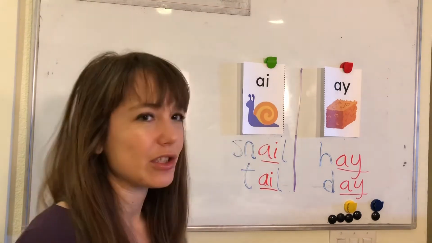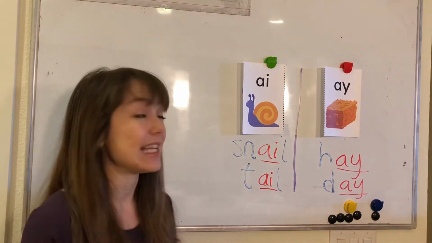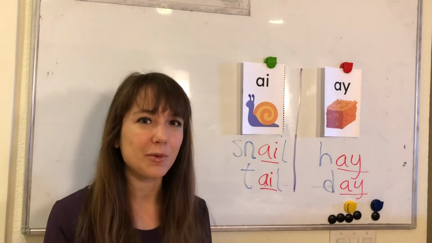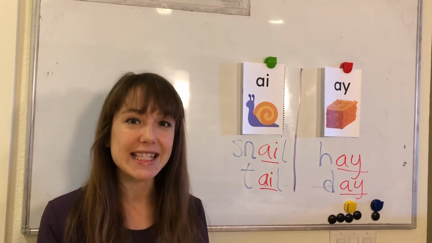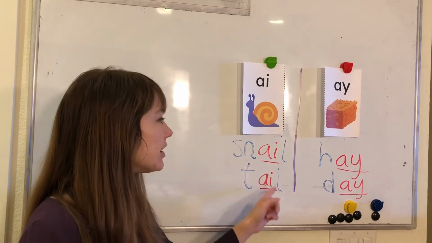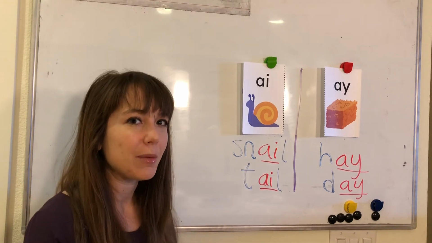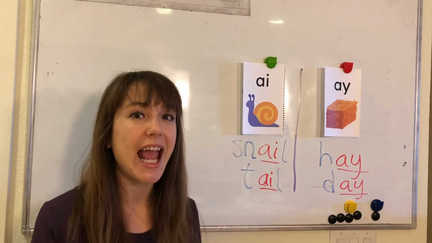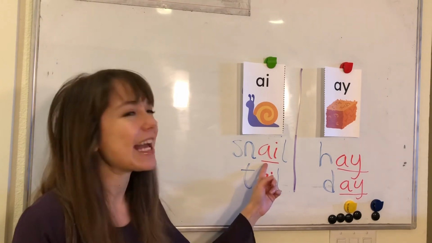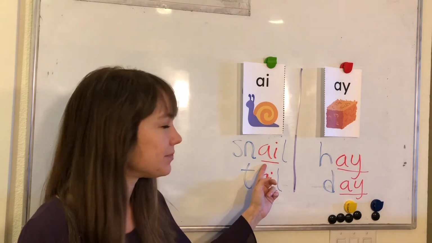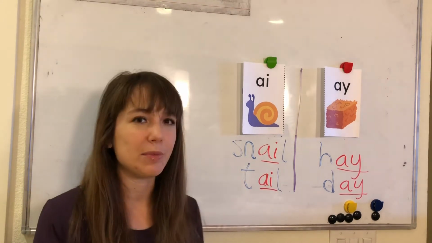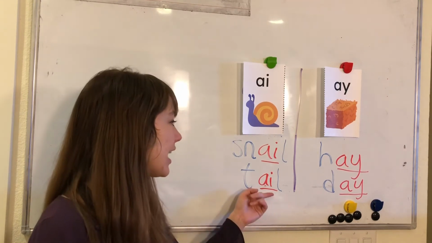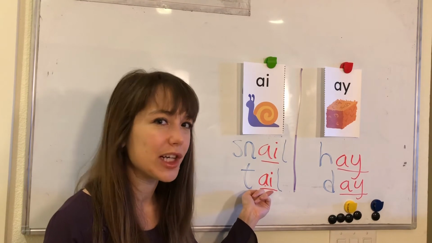AI works together to create the long vowel A sound, as in snail. I does not make its own sound, but instead works with A to create that long vowel A sound. AI typically shows up in the middle or near the beginning of words. For example, in the word snail, we hear AI in the middle of the word. Another example would be the word tail. We hear AI again in the middle of the word.